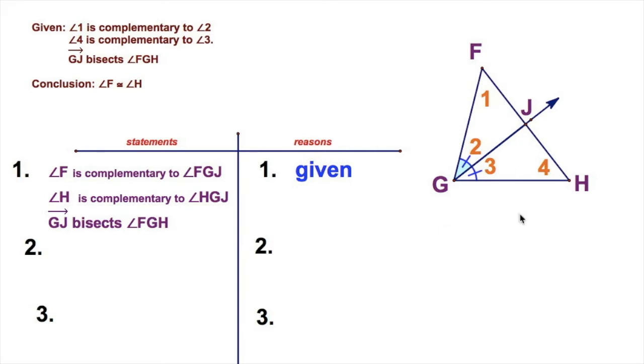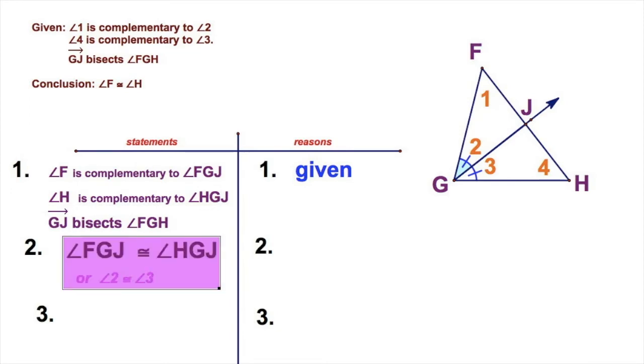Angles 3 and 4 are also complementary. That is, angle H and angle HGJ are complementary. That is a given. And that GJ, this thing right here, is an angle bisector. Now, boy, a lot to go through here.